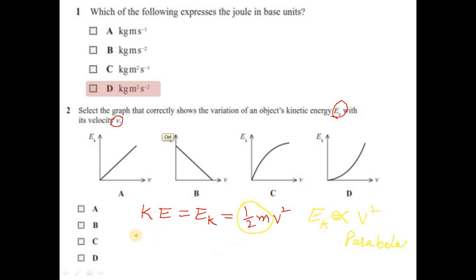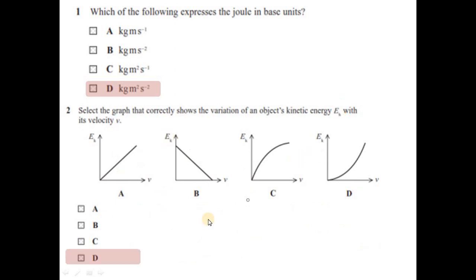the graph of y is equal to x square, this is a quadratic equation from your IGCSE mathematics. The graph of y is equal to x square is a parabola. Similarly, Ek and v square must be a parabola. So it cannot be this option, no, no, yes. So this is your answer. This is the half of the parabola. So your option is D.